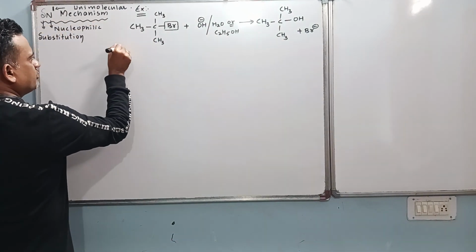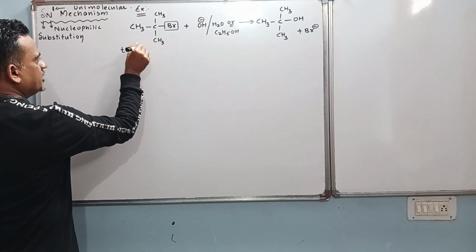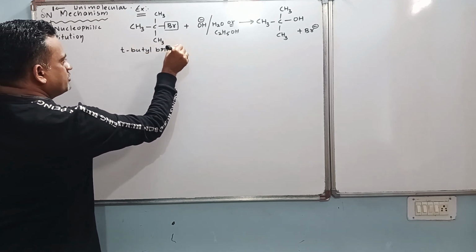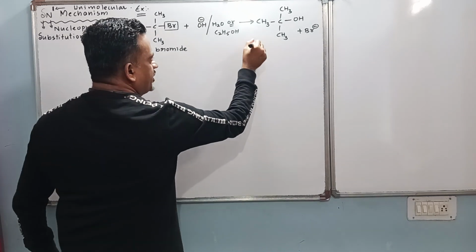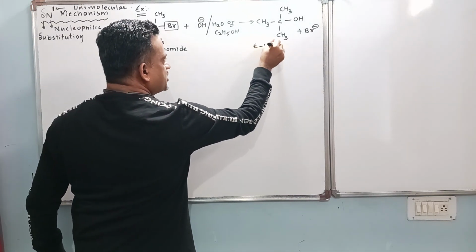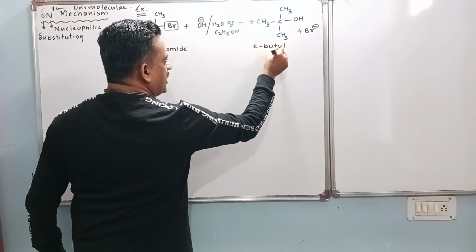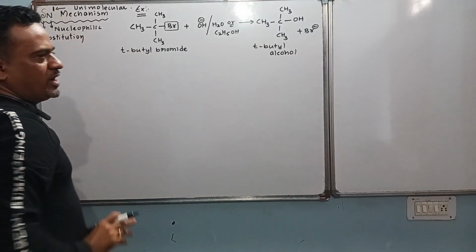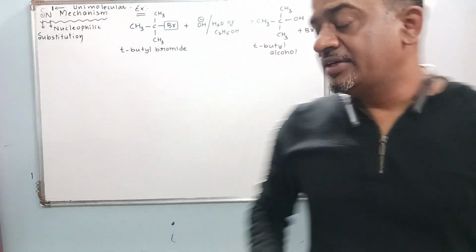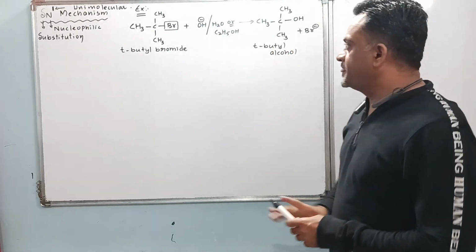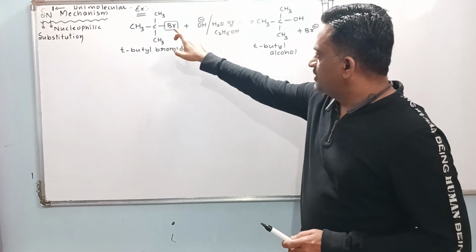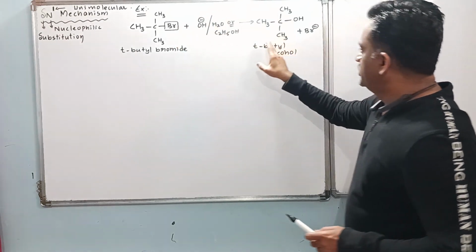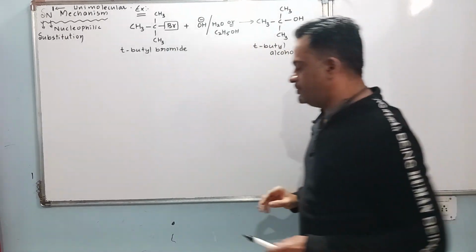So what did we start with? We started with tertiary butyl bromide, and what did we get? We are going to get tertiary butyl alcohol. So this reaction is going to follow which mechanism? Sn1 mechanism. So we started with tertiary butyl bromide with a nucleophile. The halide ion will be replaced with a nucleophile to give you tertiary butyl alcohol, right?